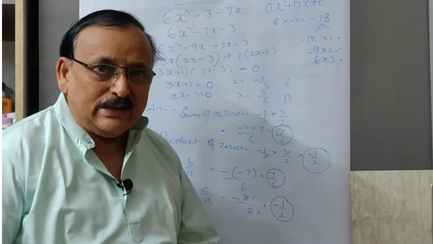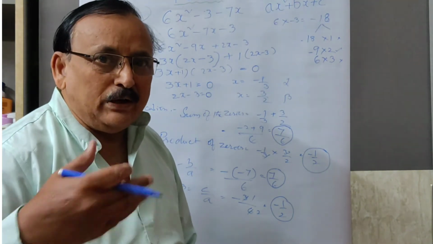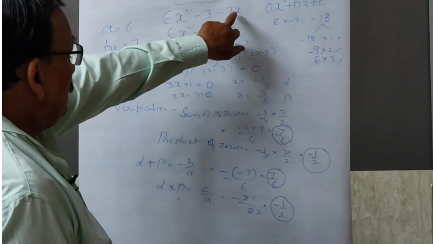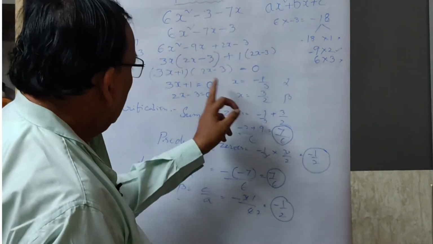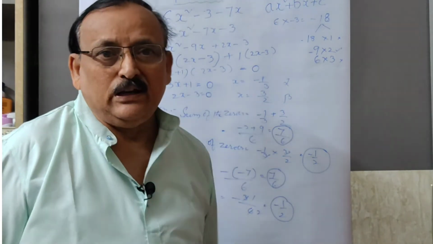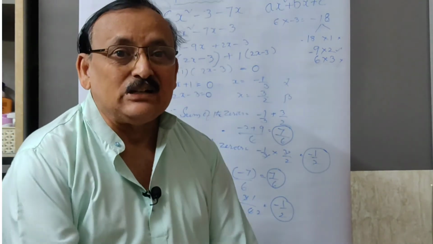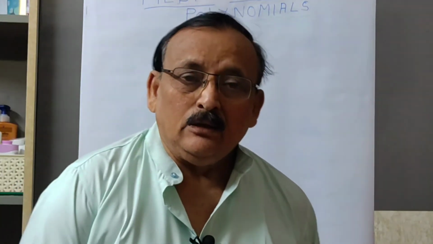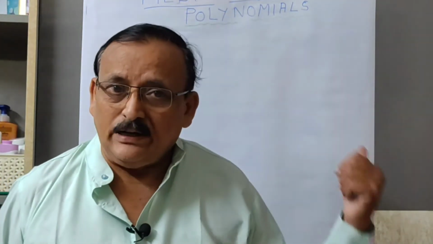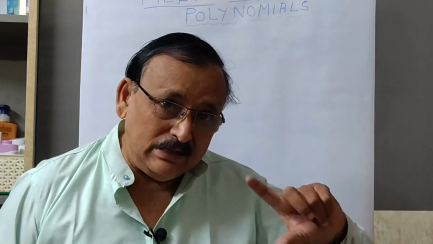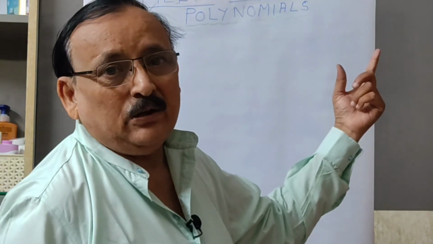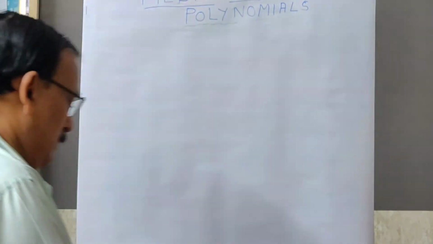Our next topic is how to find the quadratic polynomial. If a quadratic polynomial is there, we are finding the zeros here, and if zeros are given, we have to find the quadratic polynomial. That is in the next topic. Now you know how to find the zeros of the quadratic polynomial. Vice versa, if zeros are given, you have to find the quadratic polynomial. There is a formula for that.